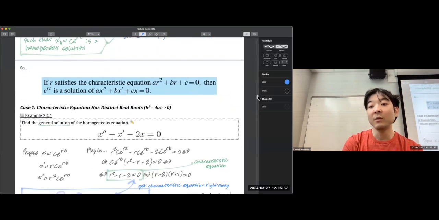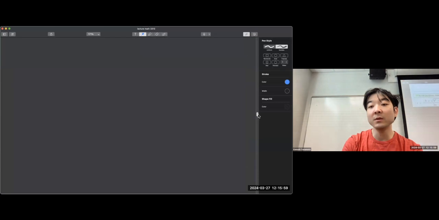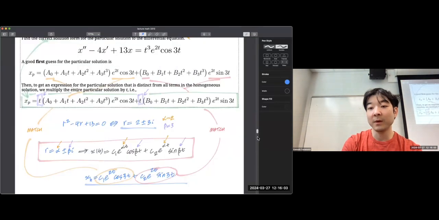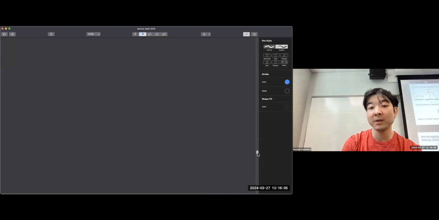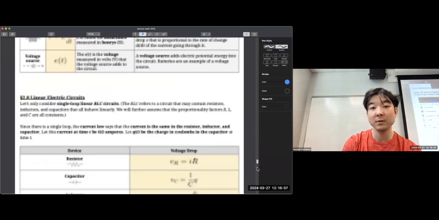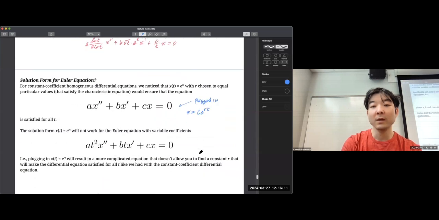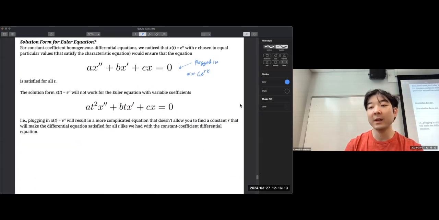We're just trying to review what we used to do and then see if we can build on that intuition to do this Euler equation. So what did we used to do? We used to say we plugged in this to get the characteristic equation.